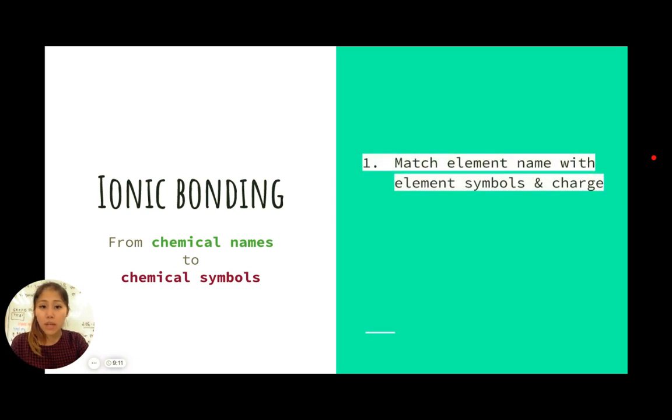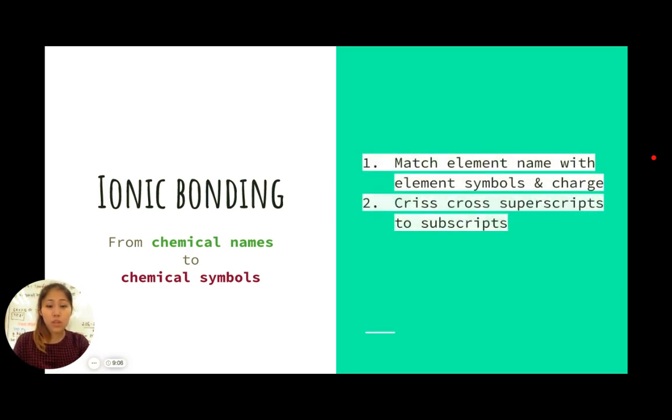The first step is you match the element name with the charge and the symbol. You crisscross the superscripts to the subscripts. Superscript means exponent, subscript means the one at the bottom. And then the third step is you simplify if necessary.